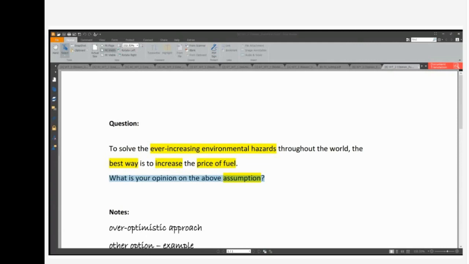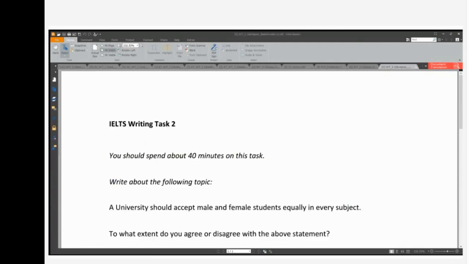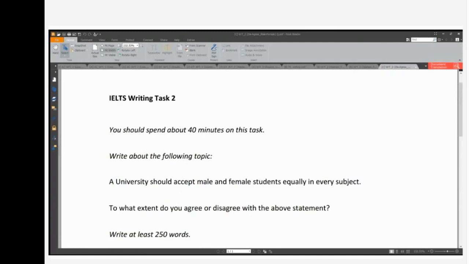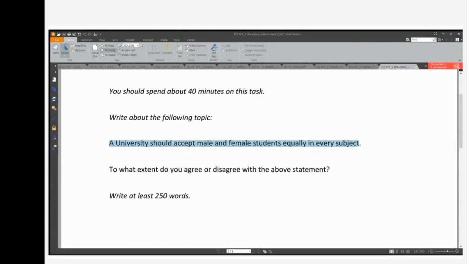Now the question we have here is a very typical agree-disagree type question for writing an essay. Here it is saying a university should accept male and female students equally in every subject. To what extent do you agree or disagree with the above statement? Write at least 250 words. So you have to decide whether you believe that university should accept male and female students equally in every subject. Obviously, before we start to write, we will make plans.